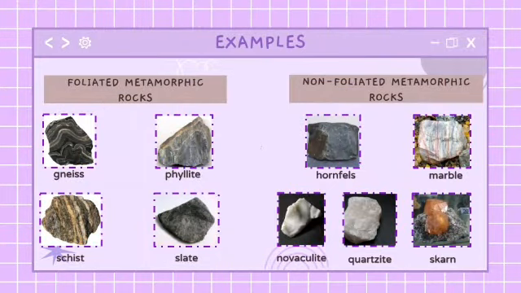And we have here the examples of foliated metamorphic rocks and non-foliated metamorphic rocks. For foliated metamorphic rocks, we have gneiss, phyllite, schist, and slate. For non-foliated metamorphic rocks, we have hornfels, marble, novaculite, quartzite, and skarn.